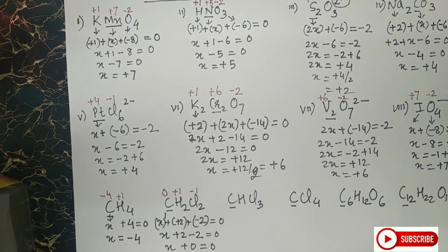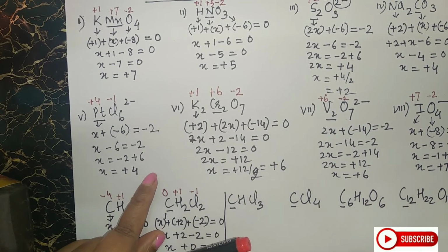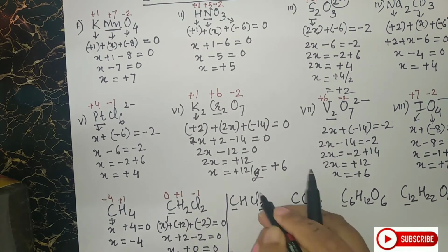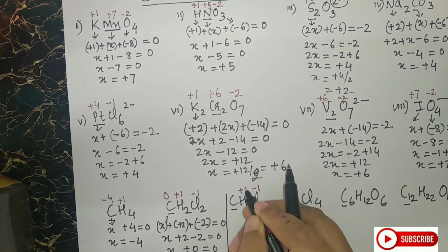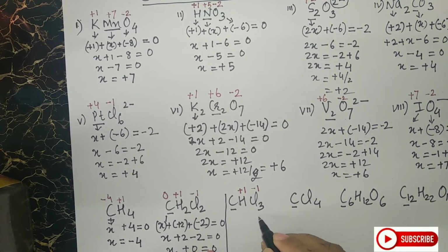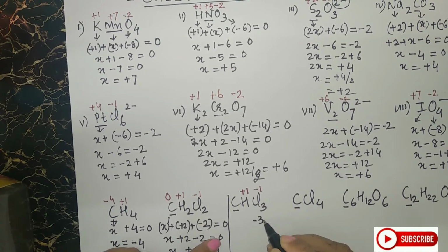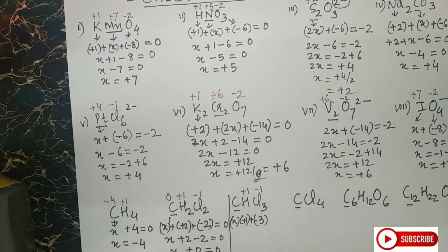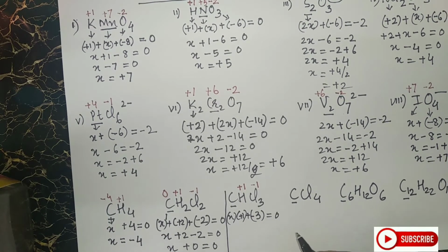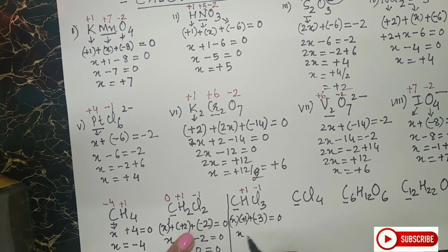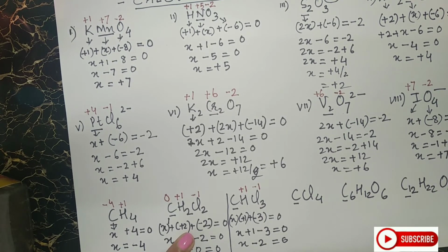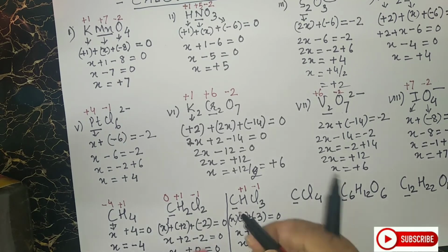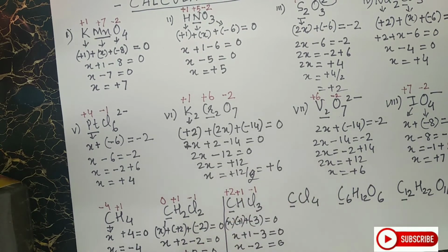Let us move on to the next molecule. Here, let us assign chlorine is -1, hydrogen is +1. In the molecule, chlorine is -3, this will be +1 and this will be X. Total will be equal to 0. So this will be X +1 -3 is equal to 0. X -2 is equal to 0. So X is equal to +2. So here the oxidation state is +2.